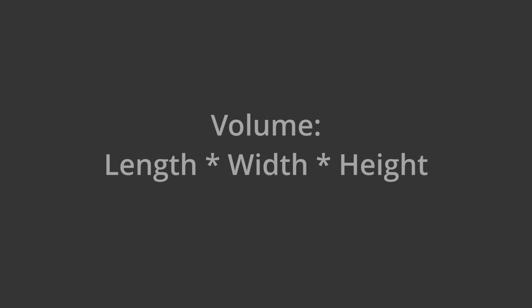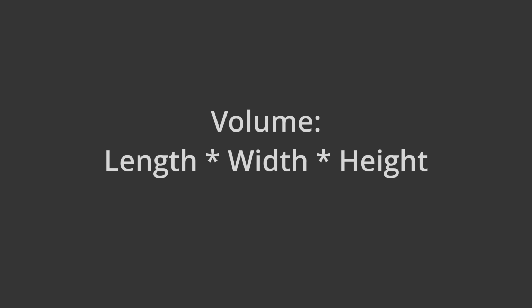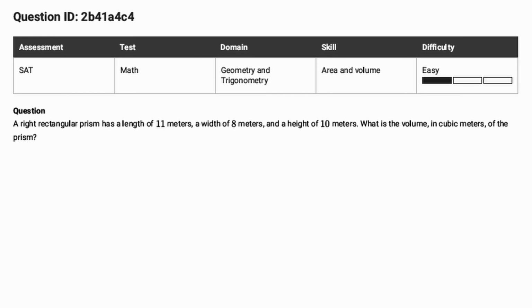Let's move on. So volume typically is length times width times height. And you will get this formula on the SAT. It will be inside of the reference sheet inside of Bluebook, all right? So let's read the question. A right rectangular prism has a length of 11 meters, a width of 8 meters, and a height of 10 meters. What is the volume in cubic meters of the prism?